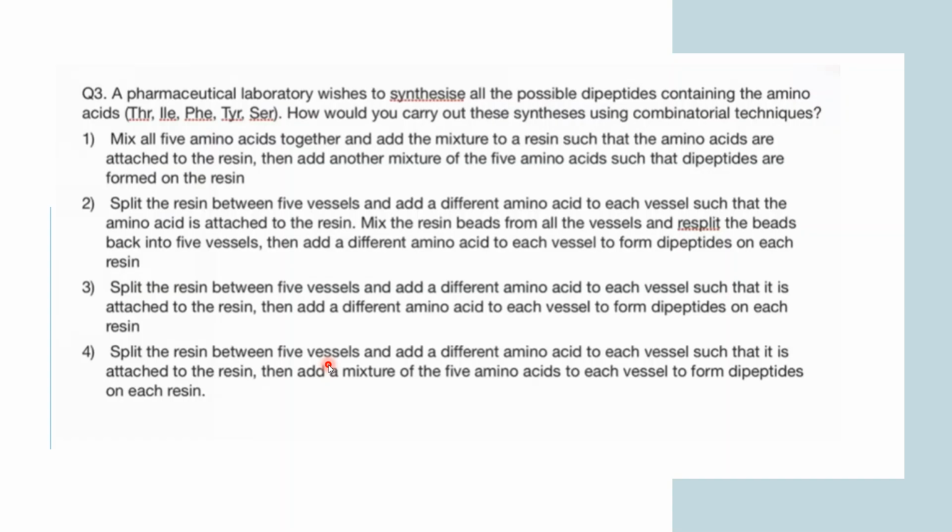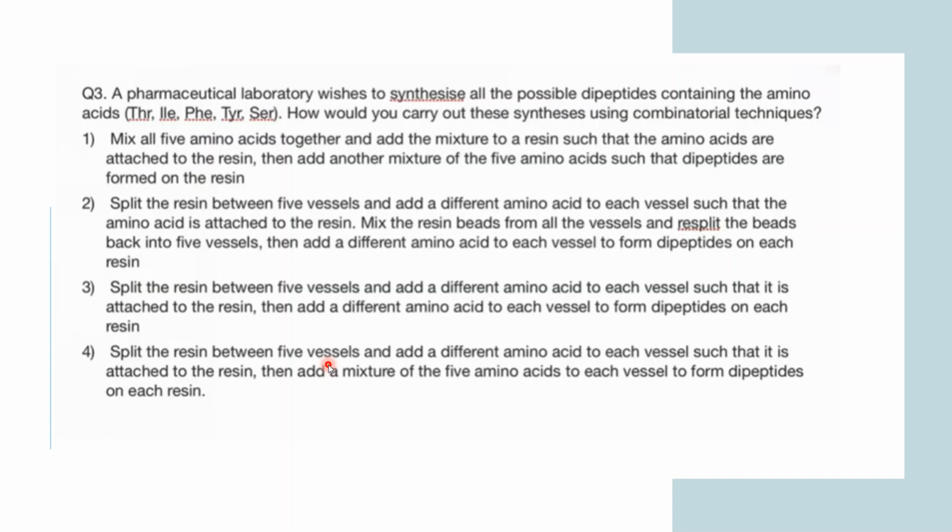Second is to split the resin between the five vessels. So you are taking resin in five different vessels, and now you are adding a different amino acid to each of the vessels such that the amino acid is attached to the resin, and now you are mixing the resin beads from all the vessels and re-splitting the beads back into the five vessels. Then add a different amino acid to each vessel to form a dipeptide on each resin. It is a bit confusing, I know, but just visualize it.